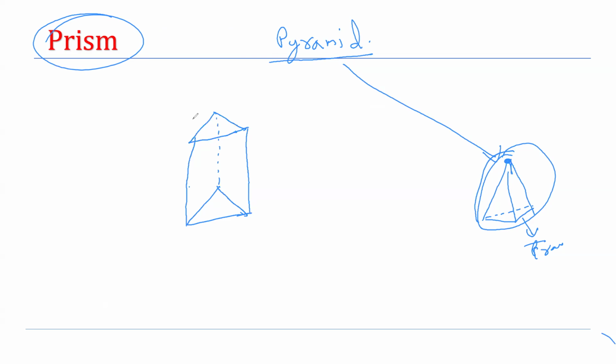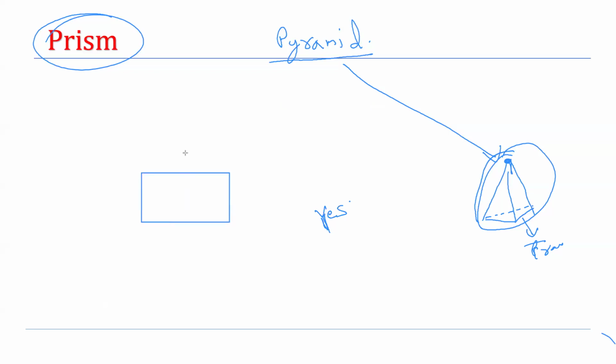Agree? Sir, rectangular prism and square prism is like cuboid and cube, sir. Yes, perfect. What you said is absolutely correct. So, for cuboid, how did we find the volume? One second, let me draw the figure. So, L into B into H, sir. Yes, L into B into H.